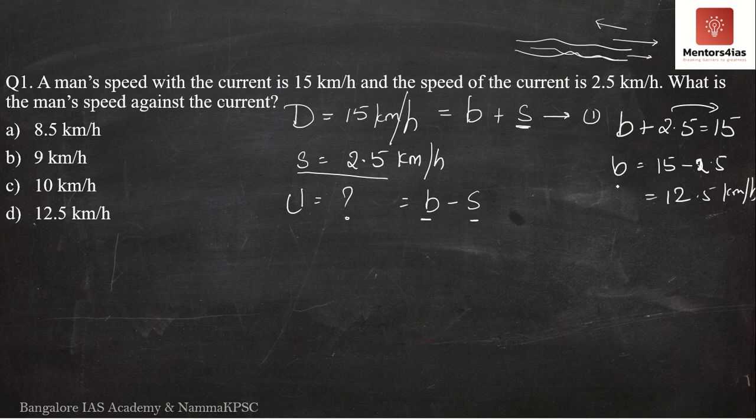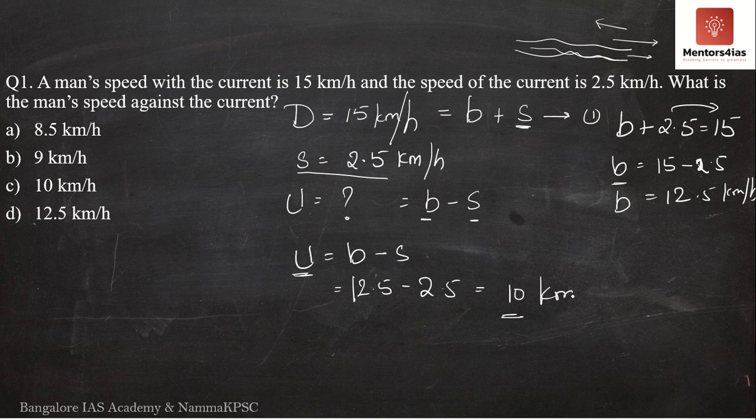So now I have the value of B. B is nothing but 12.5 kilometers per hour. Now I'm going to substitute the values for B and S in order to determine the upstream speed, which is 12.5 minus 2.5, which is equal to 10. Therefore, the upstream speed is 10 kilometers per hour. It is option C. This is actually a very simple and straightforward question which everybody should be able to do. Therefore, it is option C, 10 kilometers per hour.